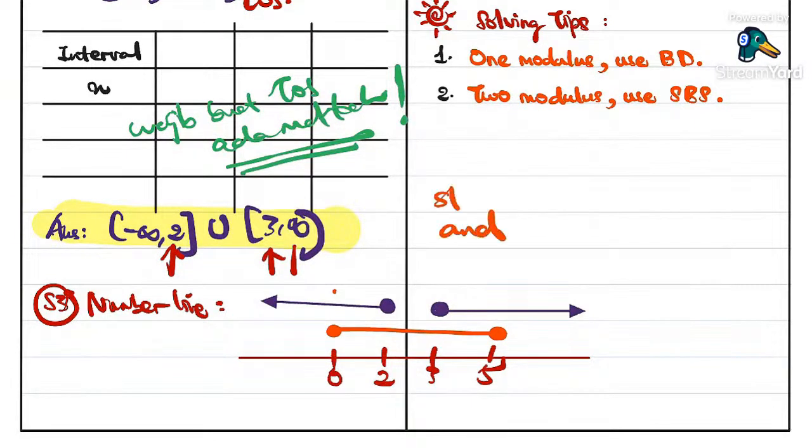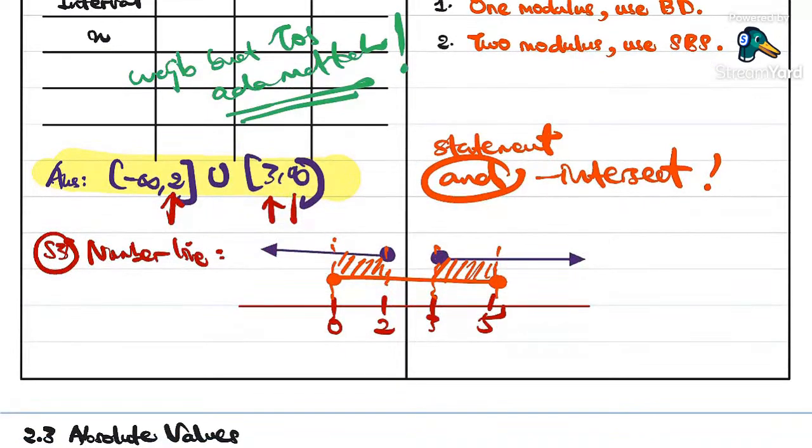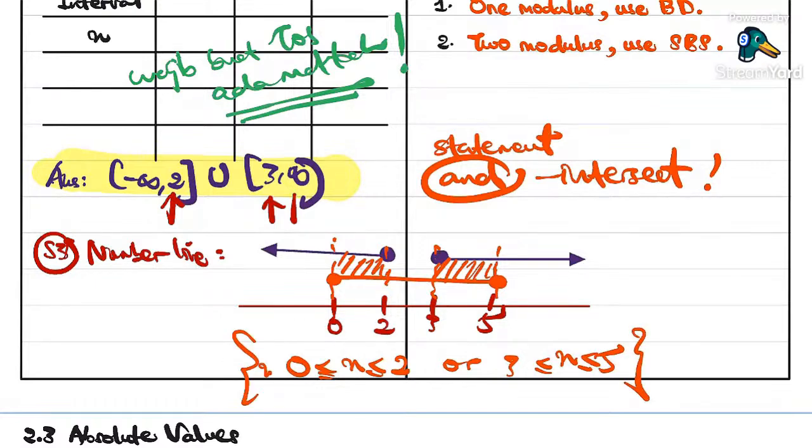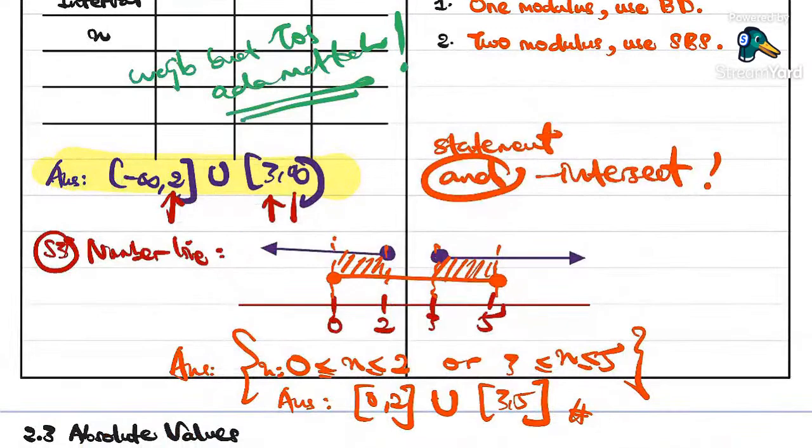Since you know the statement adalah and, bermaksud dia intersect. Bila dia intersect, inilah intersection dia. So jawapan akhir dia adalah x is in between 0 and 2 or x is in between 3 and 5. So that's the answer. Ataupun jawapan lagi satu mesti ditulis dalam bentuk kosong 2 close bracket union with 3 5 close bracket. That's it. That's the answer.